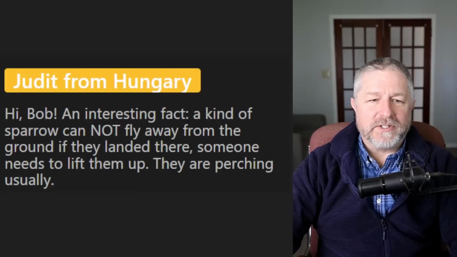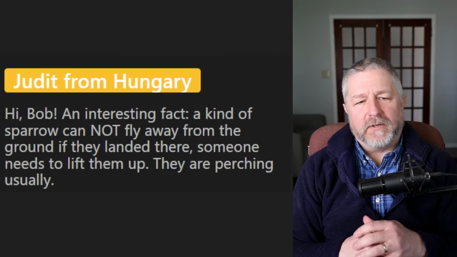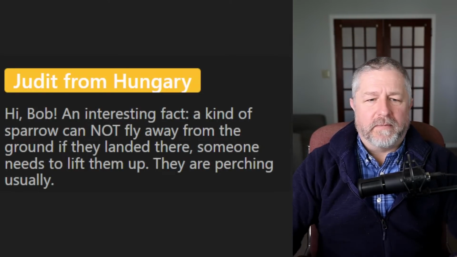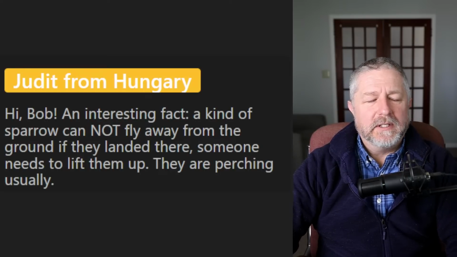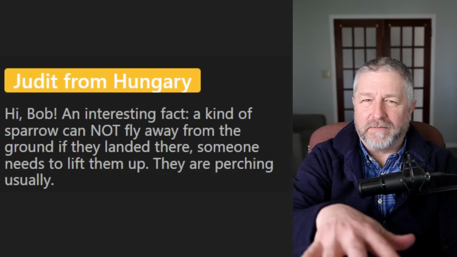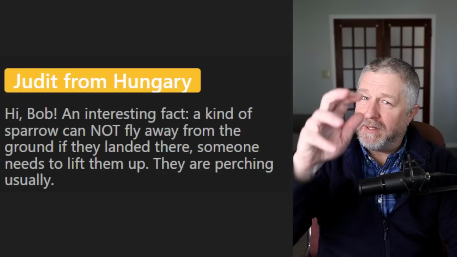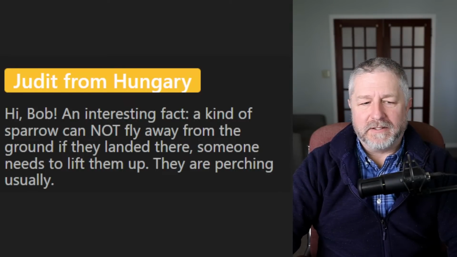Let's see here. Questions from Judith. We have, hi, Bob. An interesting fact. A kind of sparrow cannot fly away from the ground if they landed there. Someone needs to lift them up. They are perching usually. Oh, interesting. So when they perch, they can drop to start flying. But if they're on the ground, maybe they can't flap their wings fast enough to get lift.